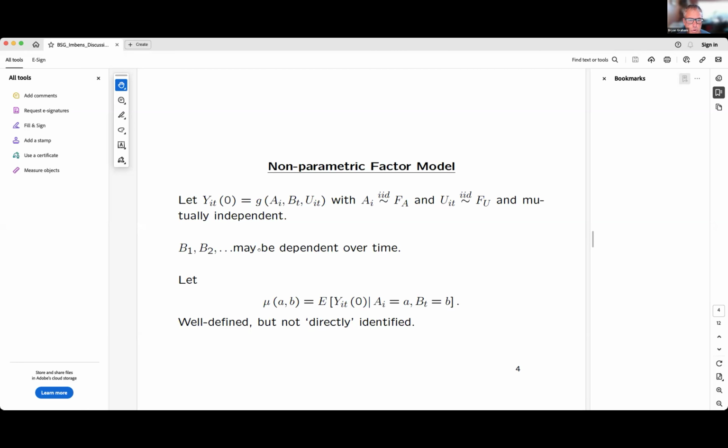And then we have this important conditional expectation, which is the mean of the potential outcome under control for a given value of the individual unit-specific effect and the time effect. This object is well defined under the assumptions made in the presentation, but it's not, quote, directly identified. We'll see what I mean by that in a moment.